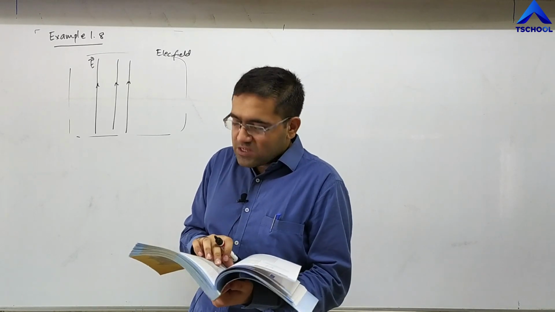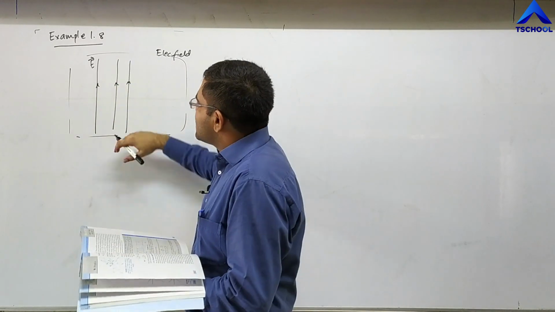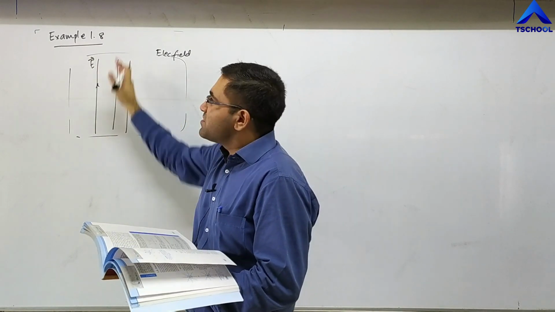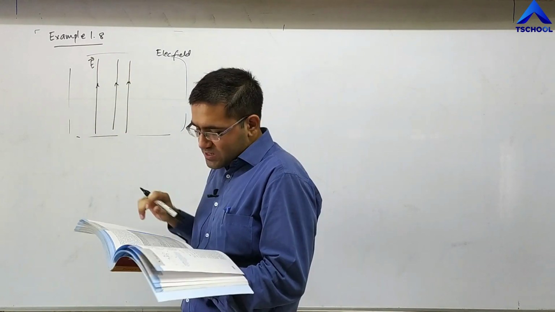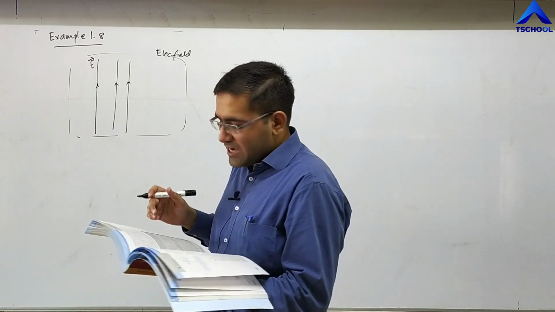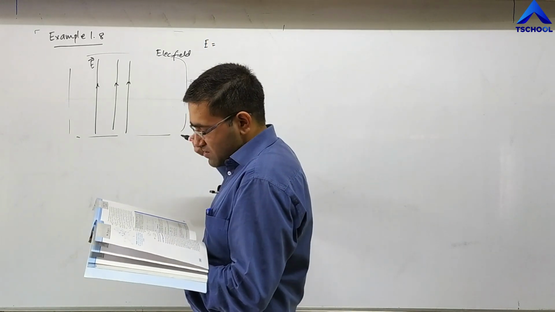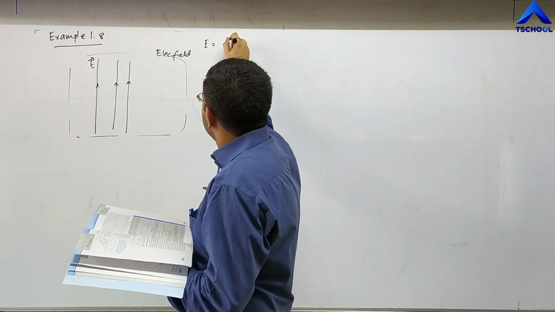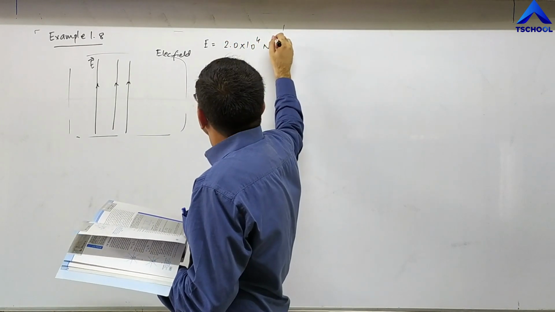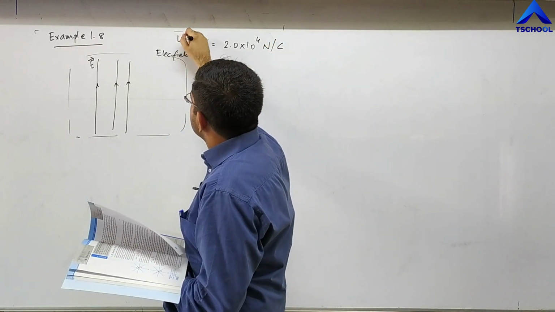You can see that there are blue lines indicated in the textbook. These lines indicate the electric field's direction. The arrows are upwards, so the electric field is upwards. Let me just read it again. What is the magnitude of this electric field? It's an electric field of magnitude 2.0 into 10 raised to 4 Newton per Coulomb. There's one word over here which is uniform.